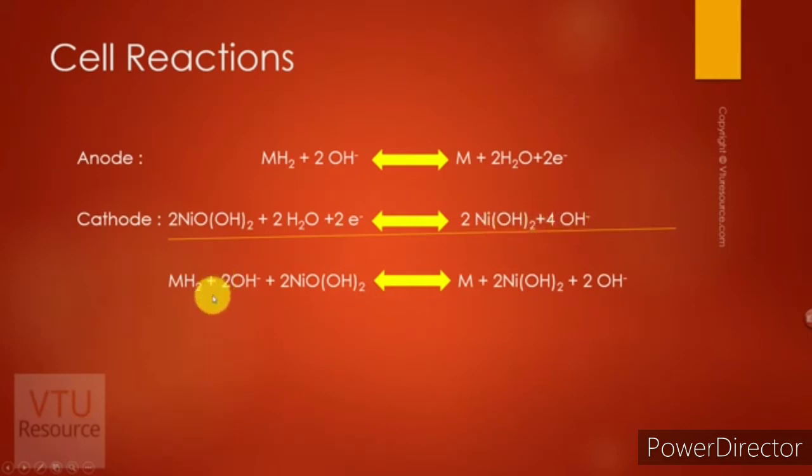The overall reaction is as follows: metal hydride, hydroxyl ions, and nickel oxyhydroxide give metal, nickel hydroxide, and 2 hydroxyl ions. Why are we getting 2 hydroxyl ions here? Because in the anodic reaction 2 hydroxyl ions are used up, whereas in the cathodic reaction 4 hydroxyl ions are liberated. Therefore 4 minus 2 is 2.